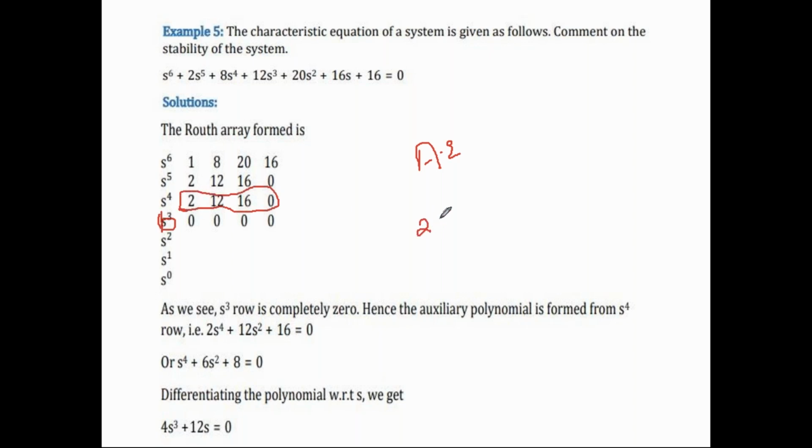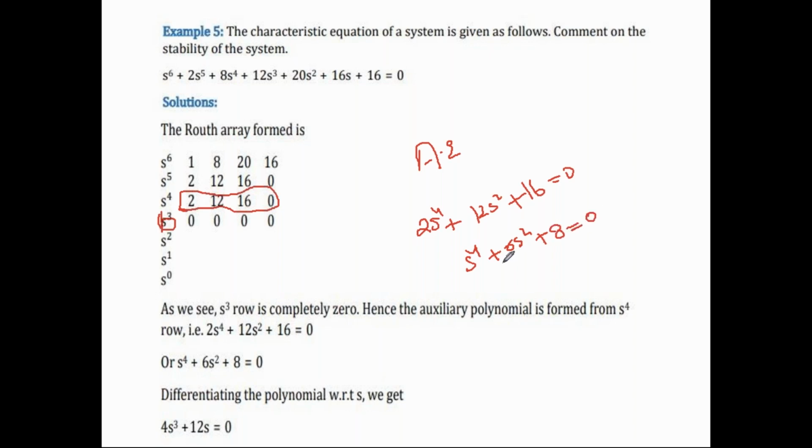So the first one is 2s power 4. So this is the even row, right? So that's why we have to form it with the even coefficients. Yes, 2s power 4 plus 12s square plus 16s power 0. So your s power 0 is 1, right? So it equals 0. Now if you divide by 2, then you'll get s power 4 plus 6s square plus 8 equals 0.